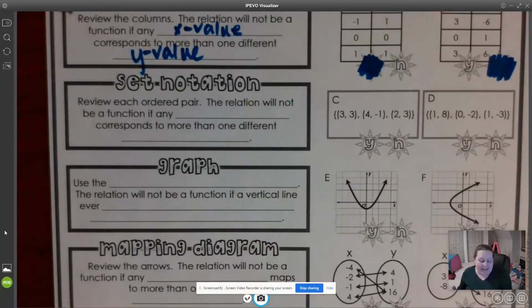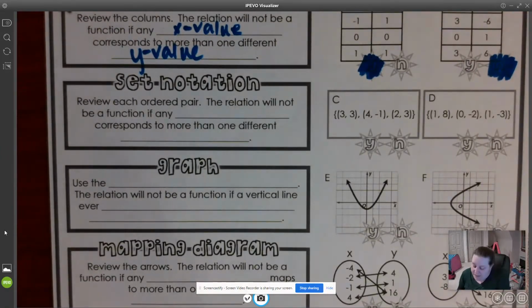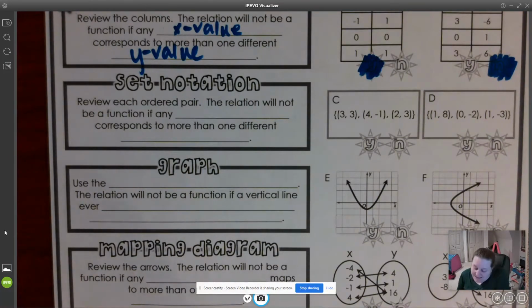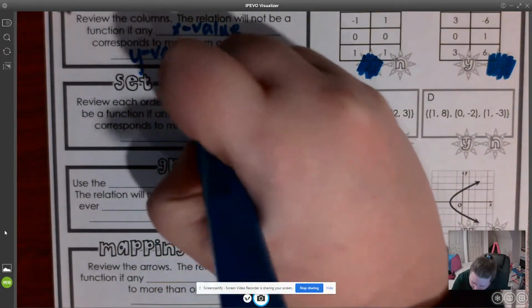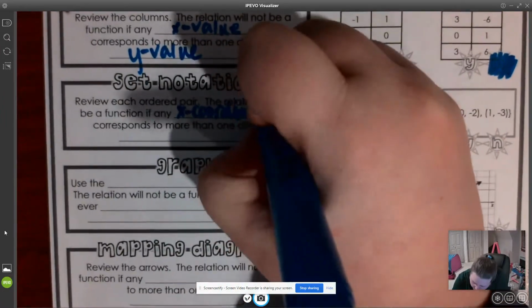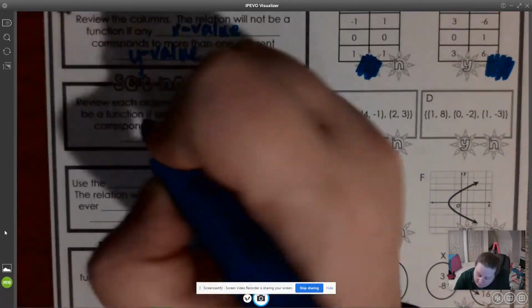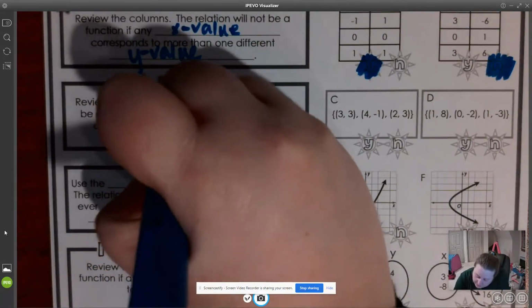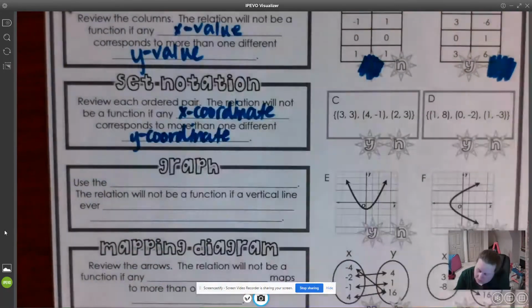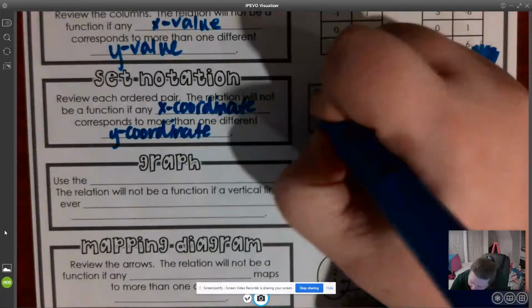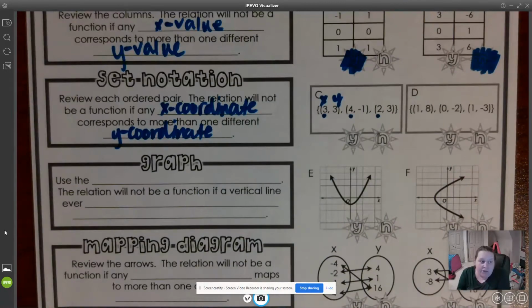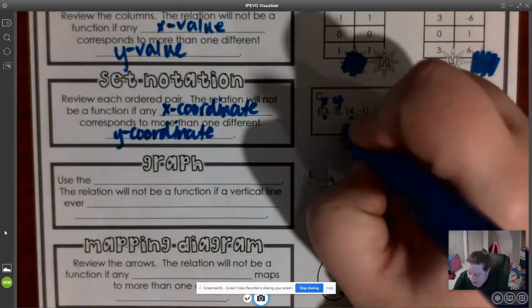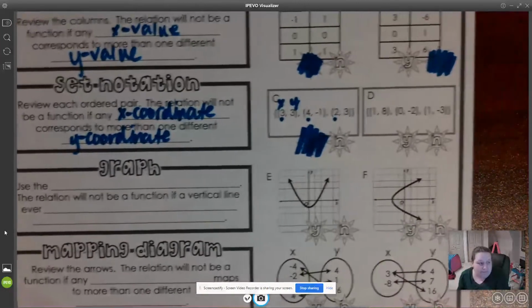Another way we can look at relations and functions is set notation or ordered pairs. So we're going to look at each ordered pair. The relation will not be a function if any x coordinate corresponds to more than one different y coordinate. Okay, so as a reminder, x always comes first, then y. So I've got 3, 4, 2. None of those x values are repeated, doesn't matter what their outputs are, so this would be a function.